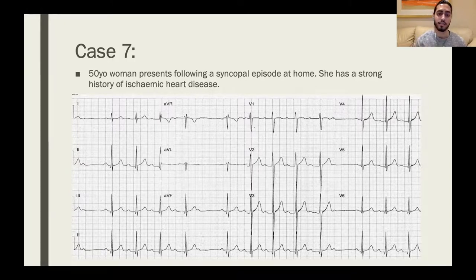Bearing in mind that the patient's presented with syncope. Just to give you a clue, she has a strong history of ischemic heart disease. Something's up with the heart, which basically means she's not getting enough cerebral perfusion of oxygen, which is why she's fainted. And I think I'll give you the options for this one.